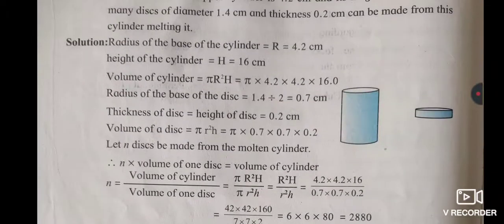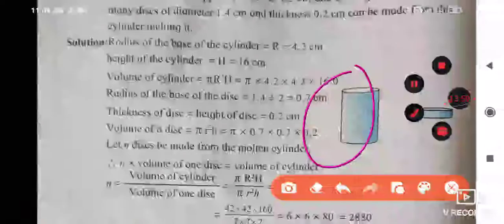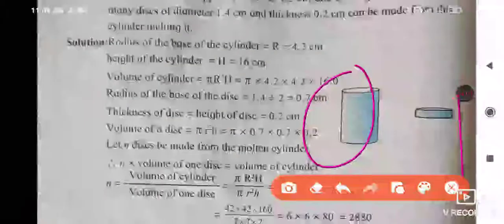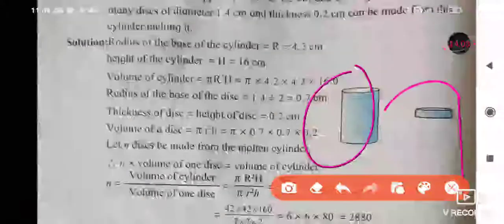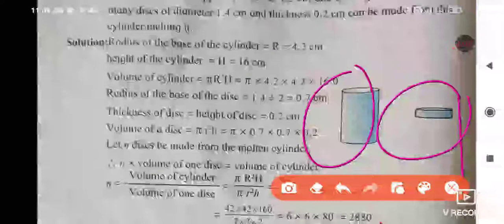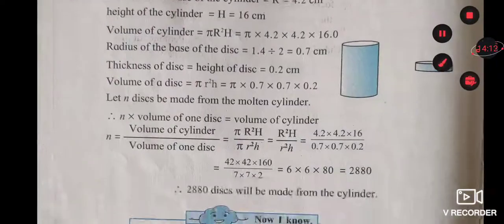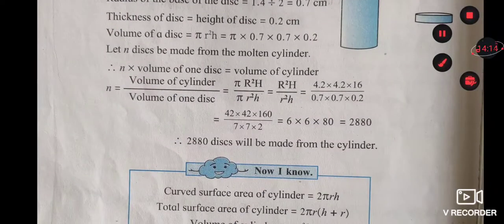So when we melt this cylinder and make discs from it, how many discs are we getting? We can get 2880 discs from this cylinder. In this way, we have to solve the examples.